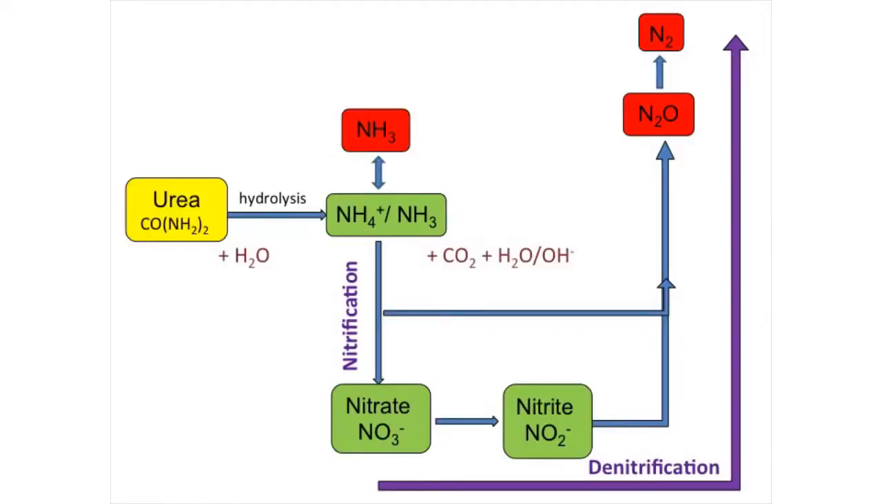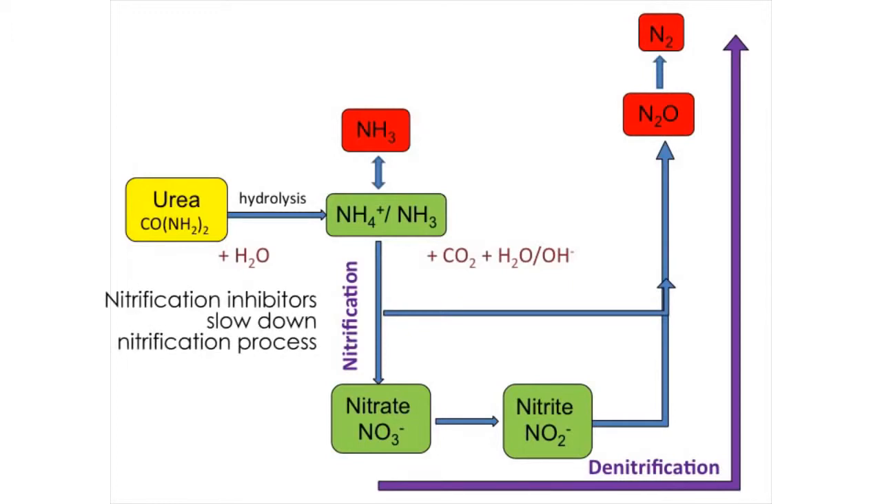What those products do is, after you have ammonium, they prevent the oxidation of that to nitrate. So it slows down the release of ammonium. So there's more ammonium available in the soil for the plant to take up, and less nitrate available for leaching losses or for denitrification to occur.